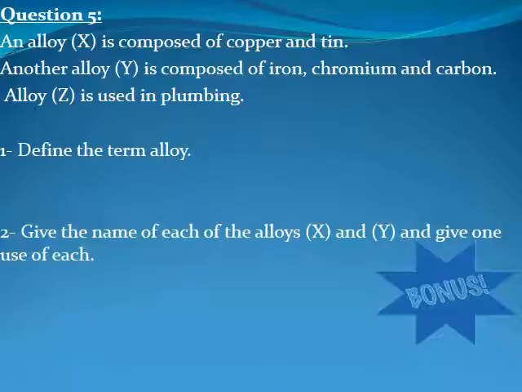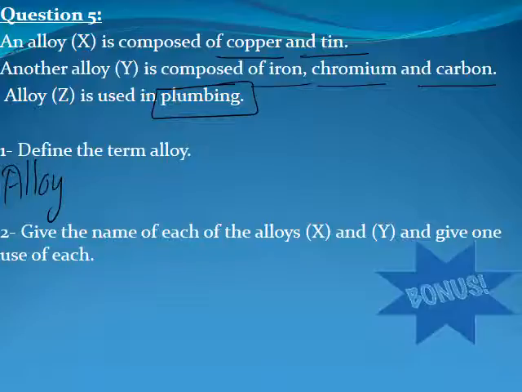An alloy X is composed of copper and tin. Another alloy Y is composed of iron, chromium, and carbon. Alloy Z is used in plumbing. First, define the term alloy. Yes, Lynn. What is an alloy? An alloy is a solid mixture. It is formed of a metal and one or more other elements, usually metals. Mainly it's a solid mixture composed of more than one metal. This is the definition of an alloy.